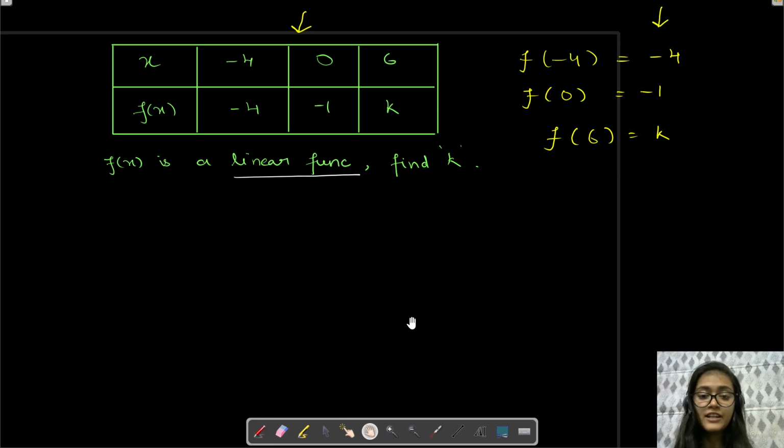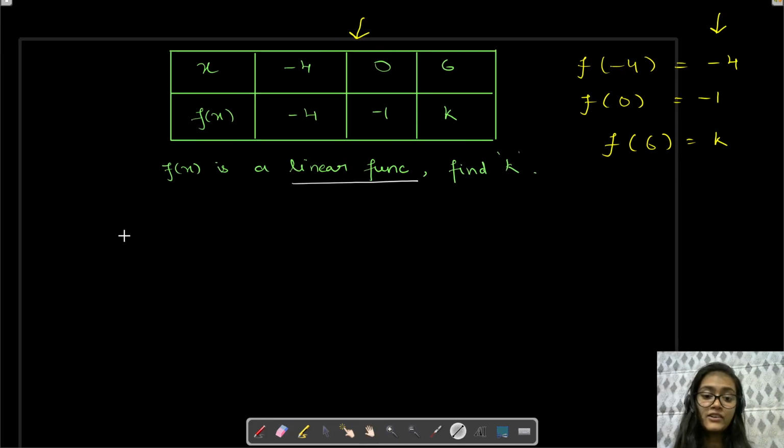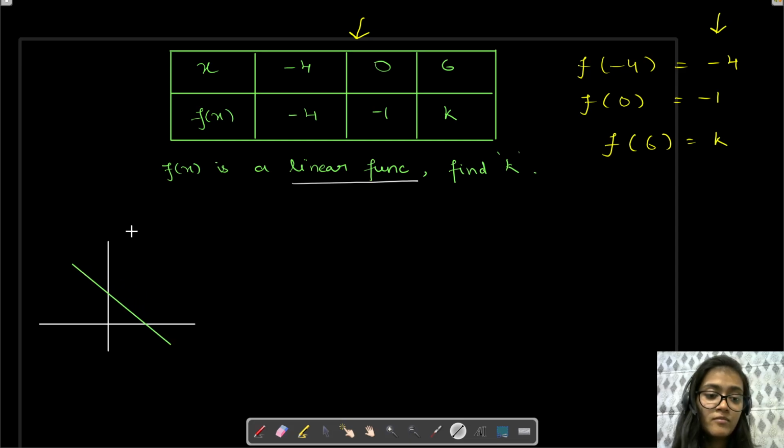So if this is a linear function, that means its graph is gonna look like this. It's gonna be a straight line. It's gonna be like this or like this. The point is that it's gonna be a straight line, and on a straight line, the slope of this line is gonna be constant, right?